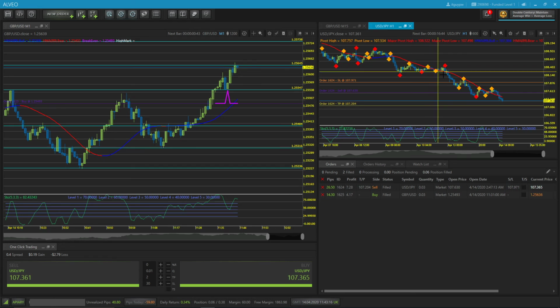But this is a pretty good downtrend. I'm happy with this trade. We'll see what it does over the course of the next 30 minutes or so.